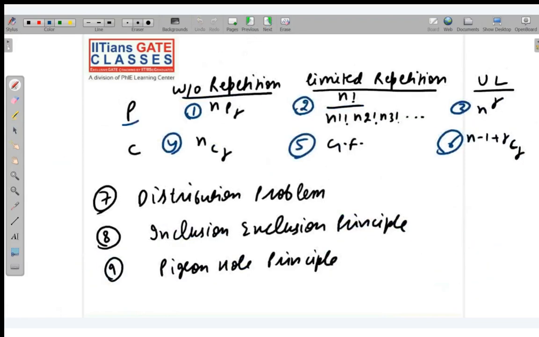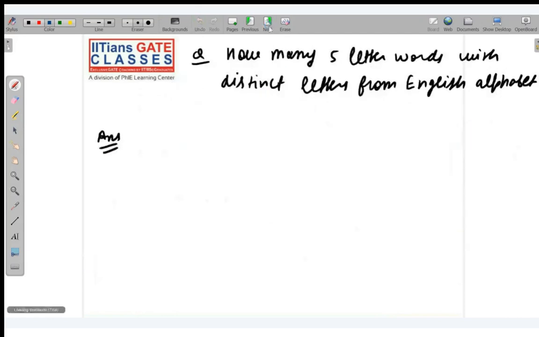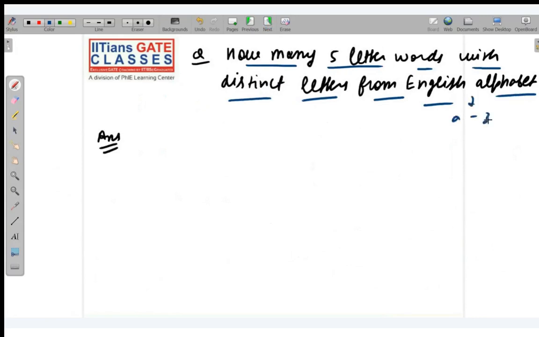Okay, so now we will start the first category. What is the first category? Permutation without repetition. The formula is nPr. See this: how many 5 letter words with distinct letters from the English alphabet? The English alphabet is from A to Z. How many are these? 26.